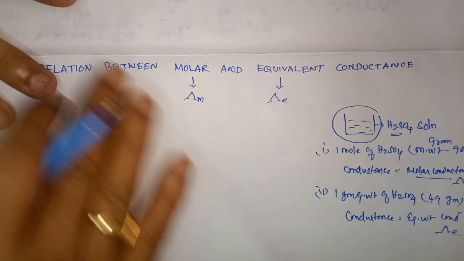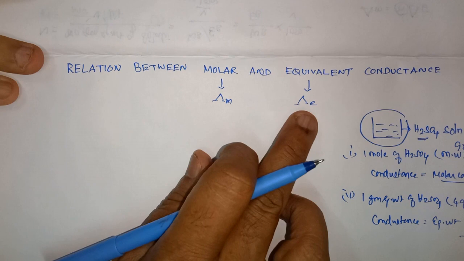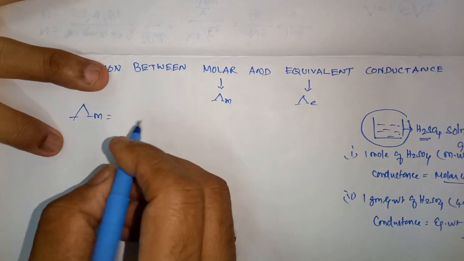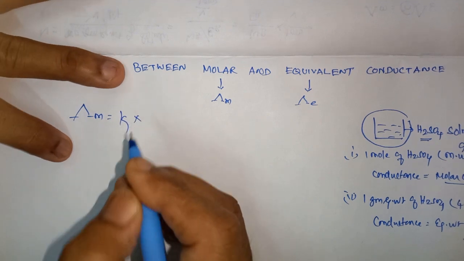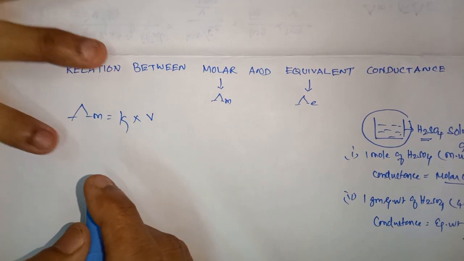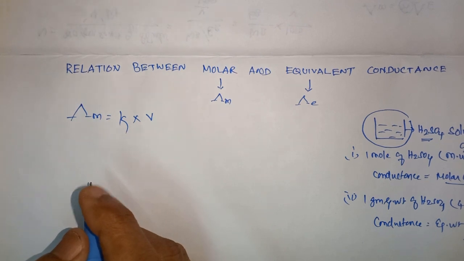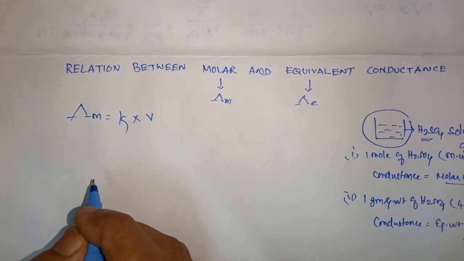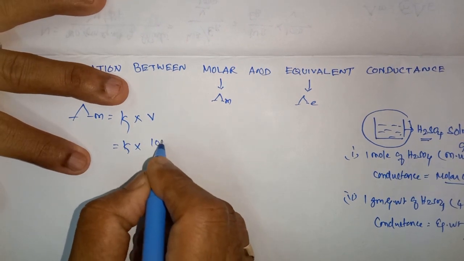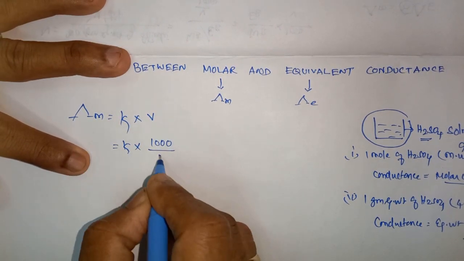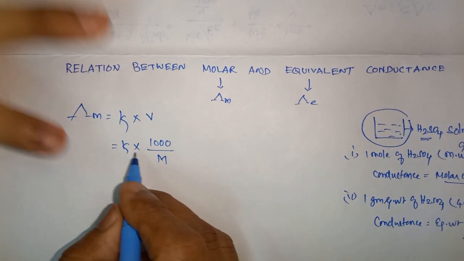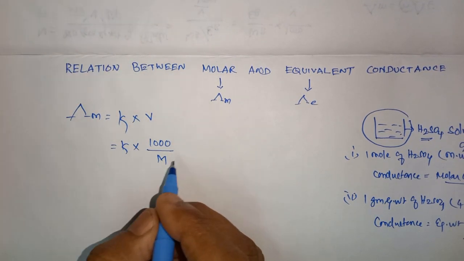You all know the expression for lambda m and lambda e. Lambda m is equal to kappa, specific conductance, into V. What is V? V is the volume which contains 1 mole of electrolyte dissolved in it. Instead of V, we substitute 1000 by molarity M. The unit is known to you, so no need to write the unit.